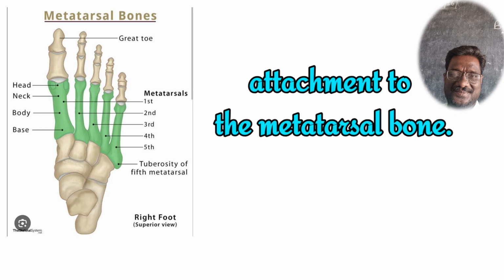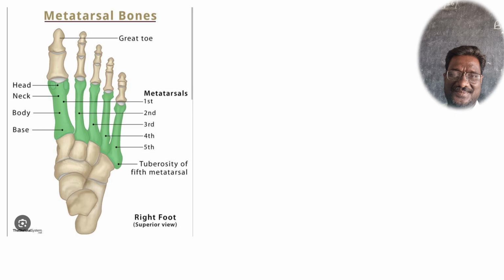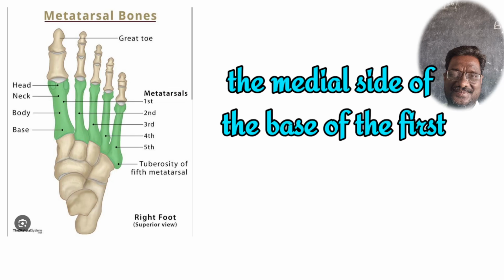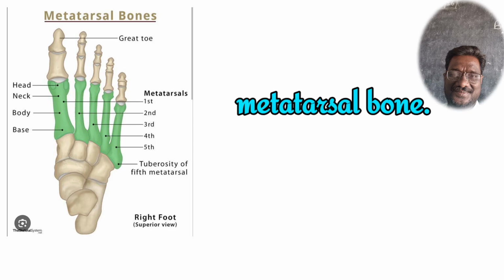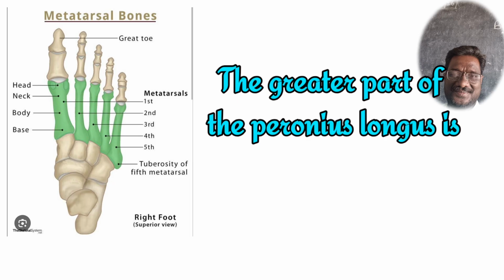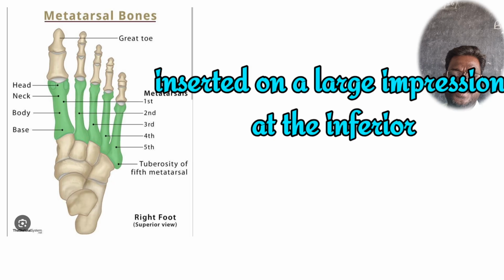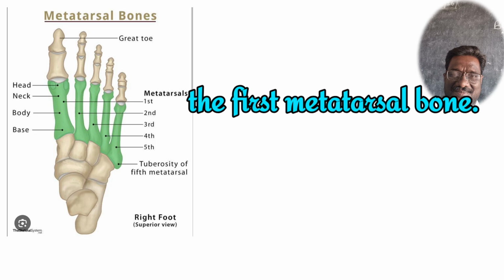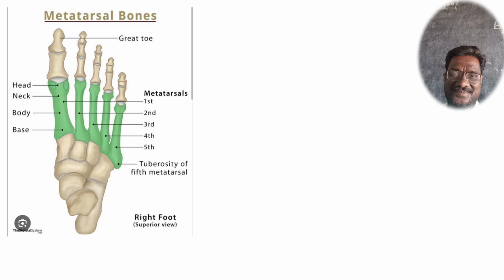Important attachments to the metatarsal bone. A part of the tibialis anterior is inserted on the medial side of the base of the first metatarsal bone. The greater part of the peroneus longus is inserted on a large impression at the inferior angle of the lateral surface of the base of the first metatarsal bone.